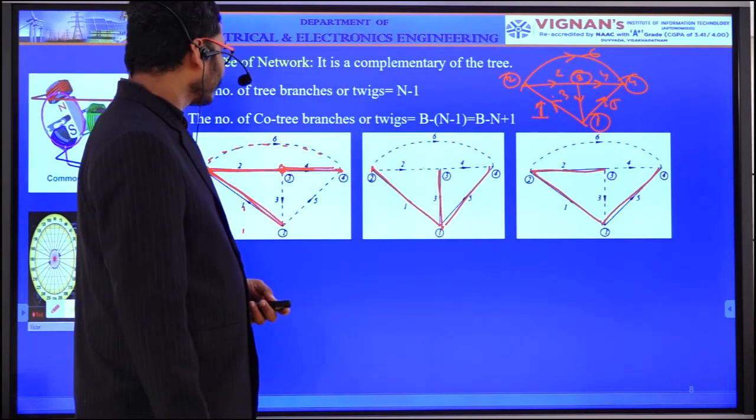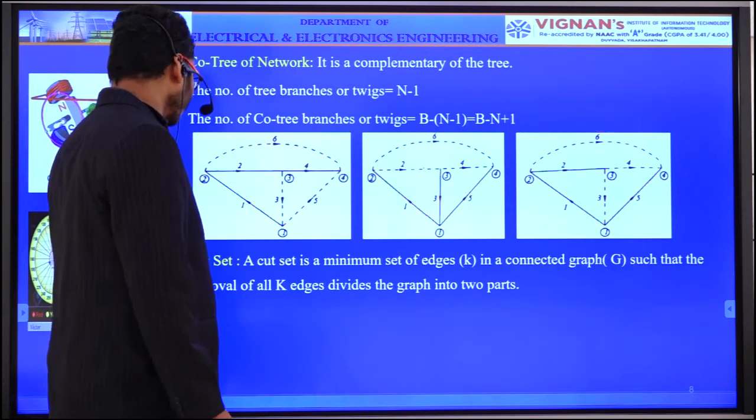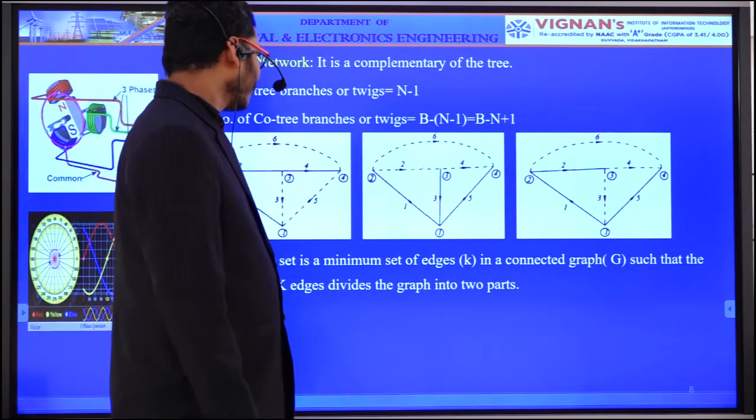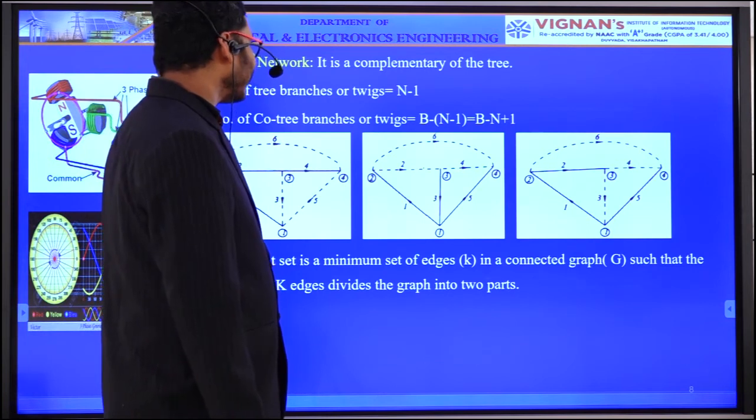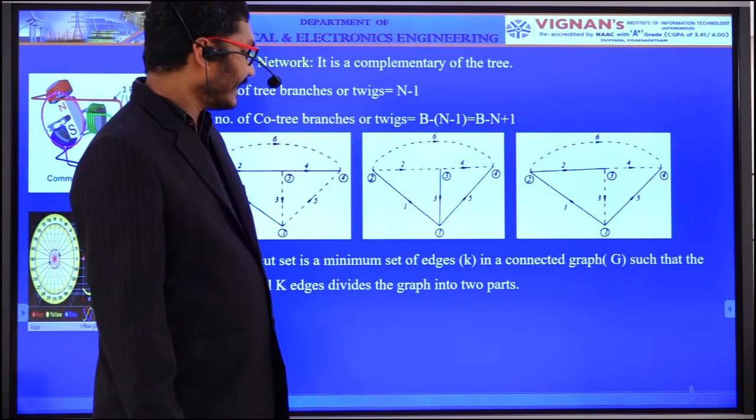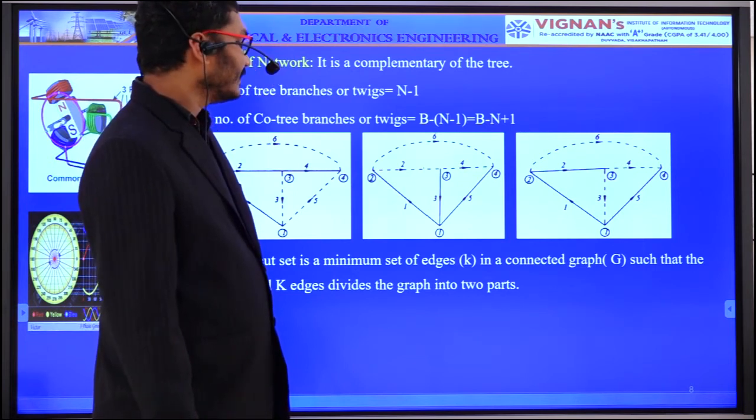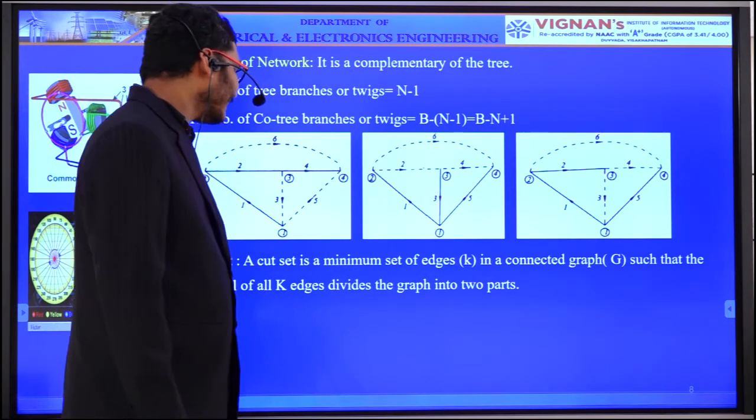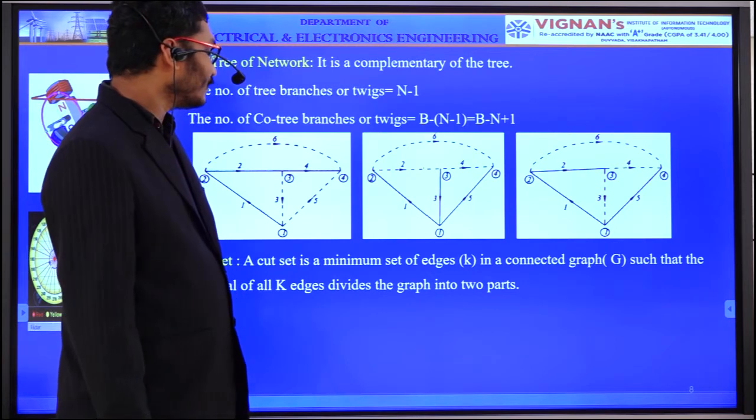Next one is the cut set. What is meant by a cut set? A cut set is a minimum set of k edges in a connected graph G such that the removal of all k edges divides the graph into 2 parts.